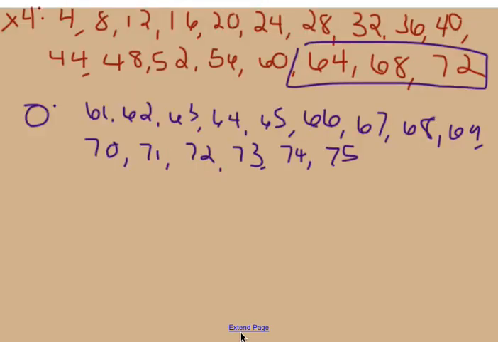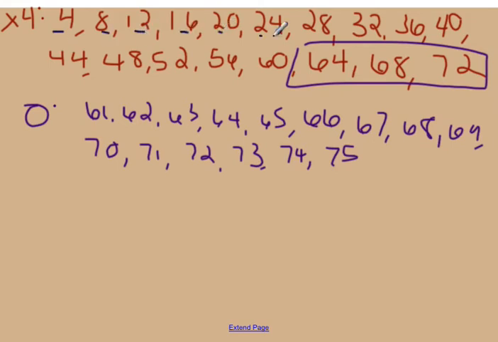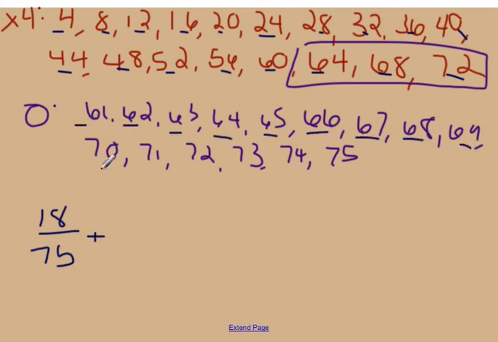So let's go ahead and do that. So then we're going to count out how many we have. So we have 1, 2, 3, 4, 5, 6, 7, 8, 9, 10, 11, 12, 13, 14, 15, 16, 17, 18. So we have 18 total multiples of 4 out of 75 numbers. In the O column, 1, 2, 3, 4, 5, 6, 7, 8, 9, 10, 11, 12, 13, 14, 15. So there's 15 in the O column.